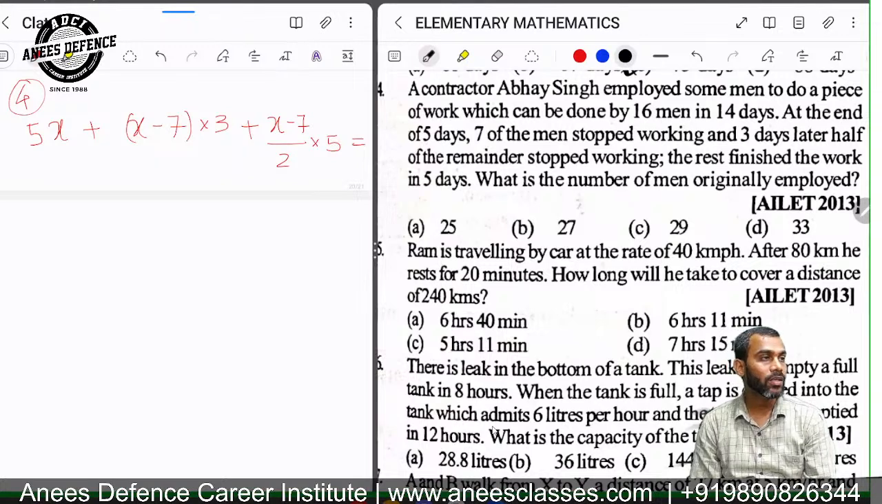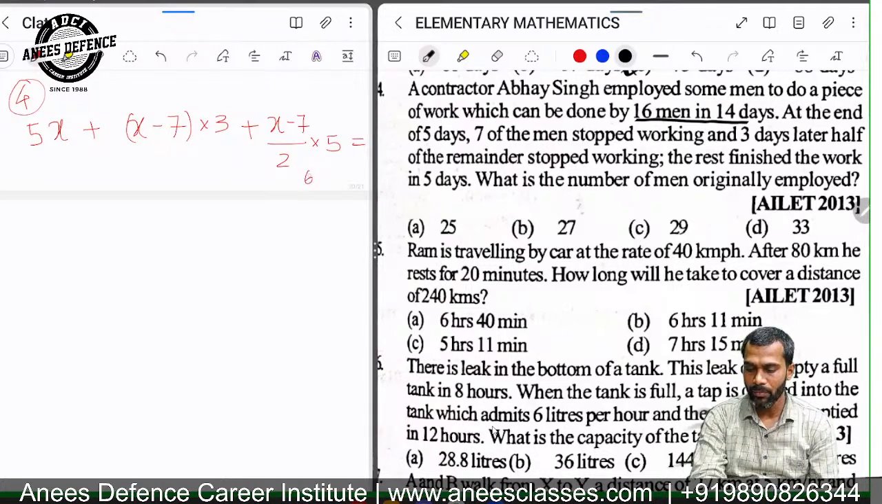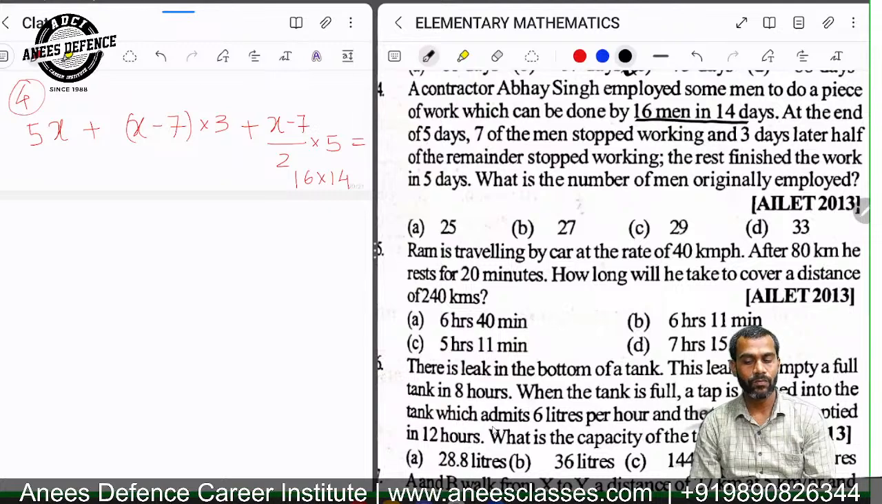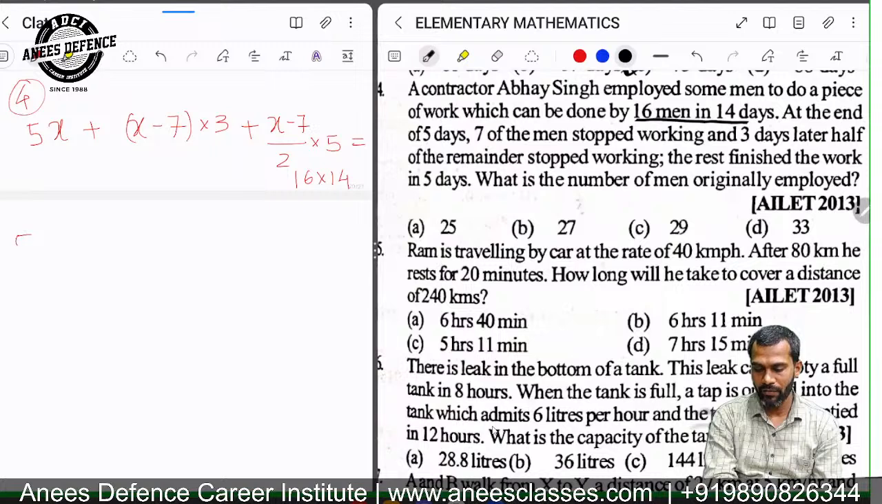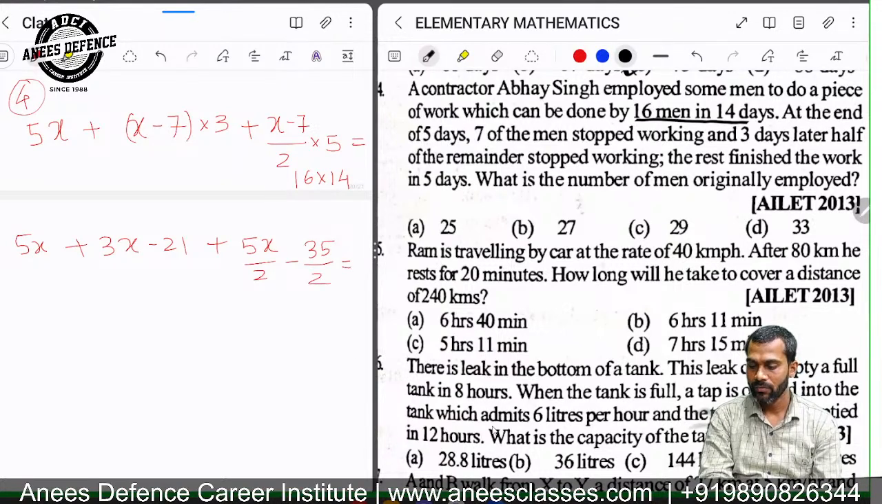And what is the total work? 16 into 14, initially it is given. Now you just simplify, you'll get the answer. So this is nothing but 5x plus 3x minus 21 plus 5x by 2 minus 35 by 2, and that is equal to 16 into 14.